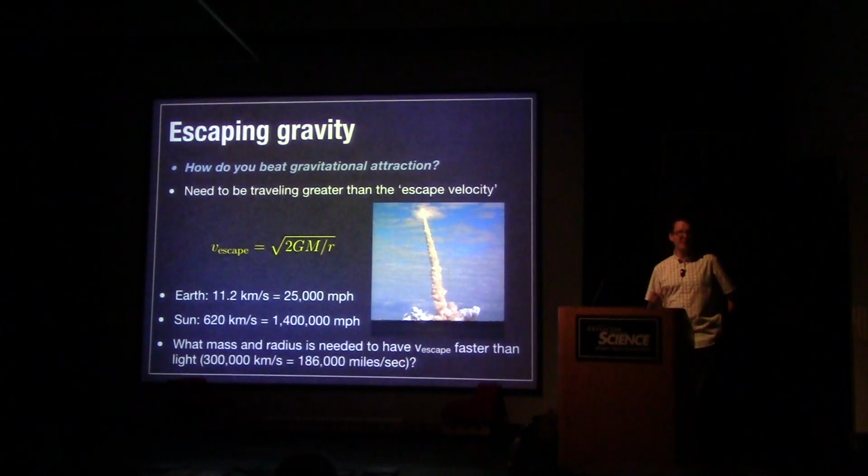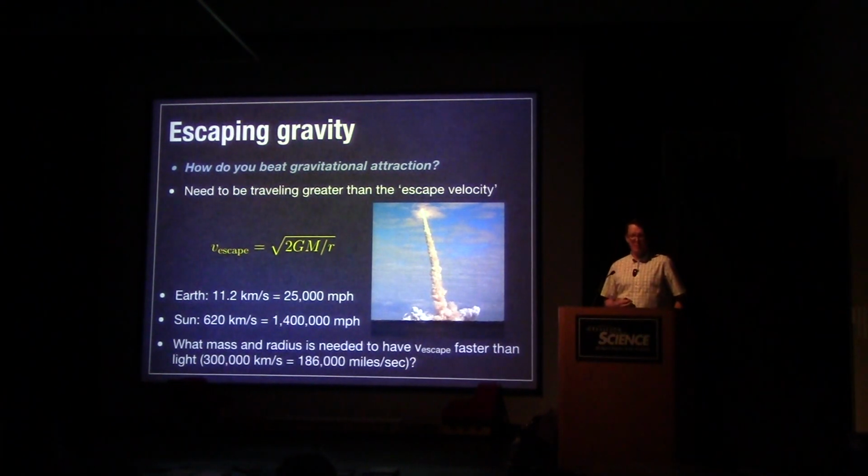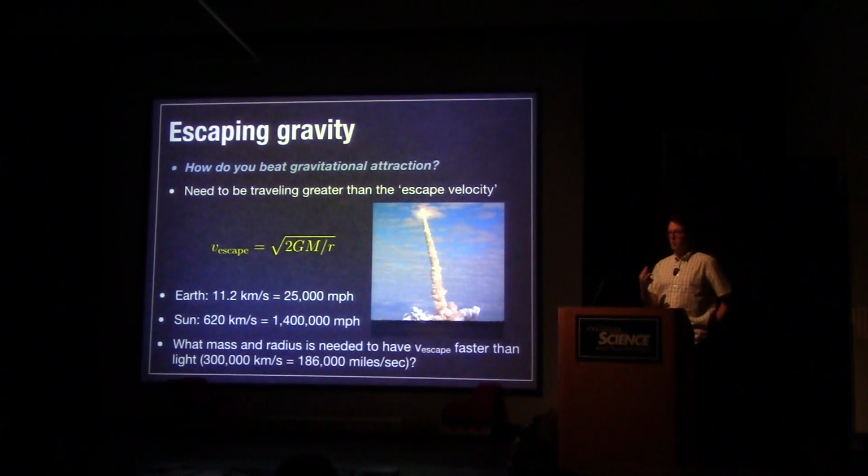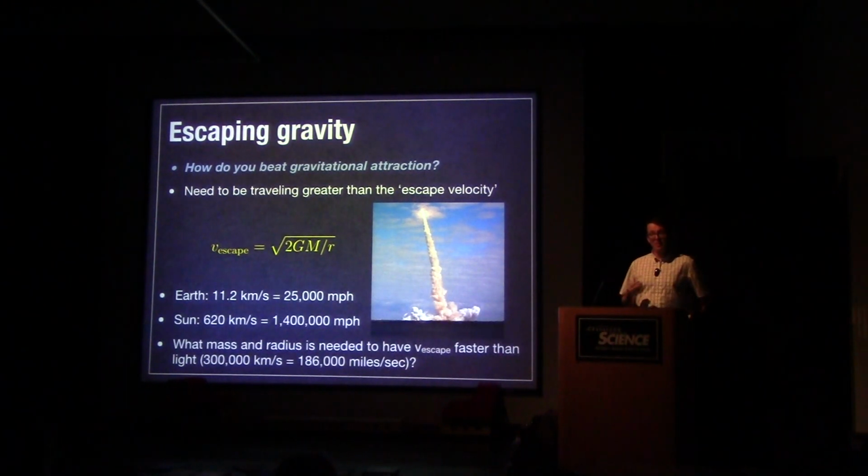Well, you need to be traveling fast enough. So you need to be traveling fast enough to be able to escape away from a body with a given mass. So if you want to be able to, for instance, leave the surface of the Earth and get into orbit, you need to be traveling the escape velocity for Earth.